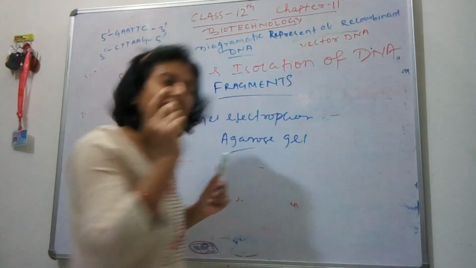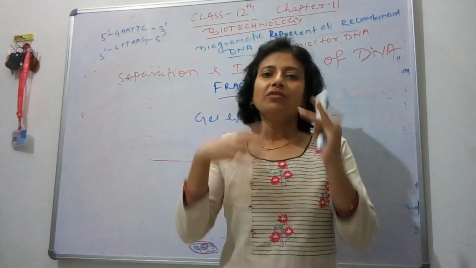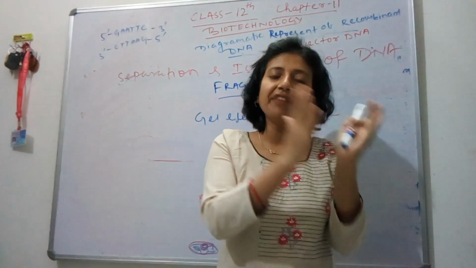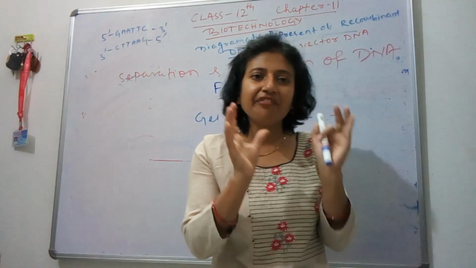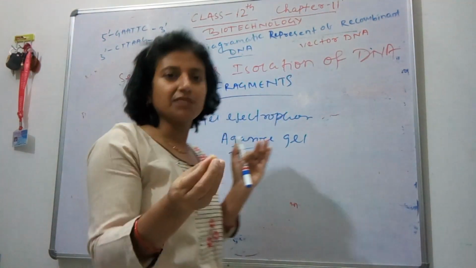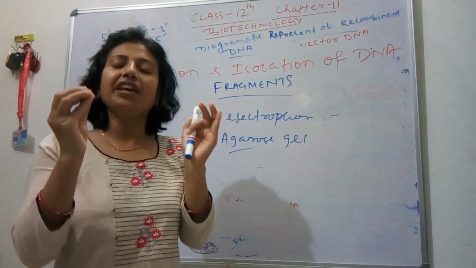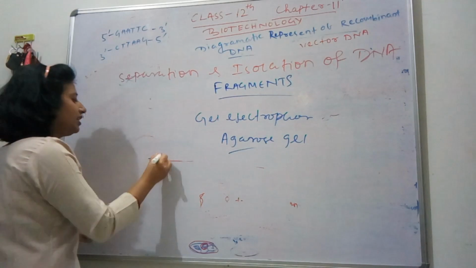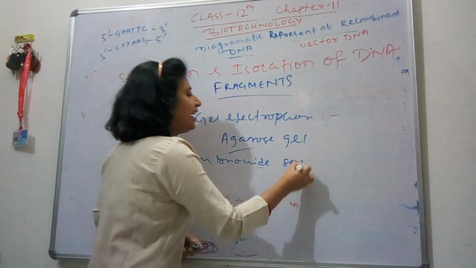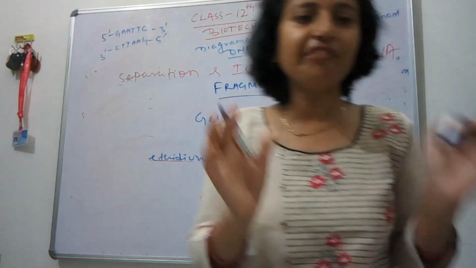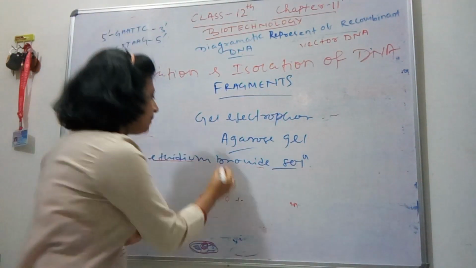After separating the fragments of DNA, we check whether the DNA fragments contain the desirable genes. For that we can use stains. After staining, we can see the DNA fragments, and for staining we use ethidium bromide solution. When it is exposed to UV ray, we are able to see the orange color bands.